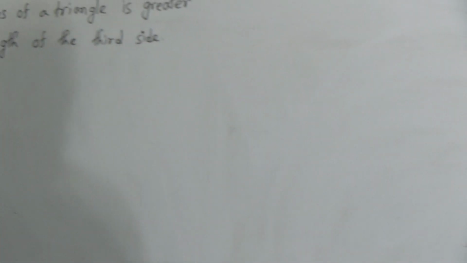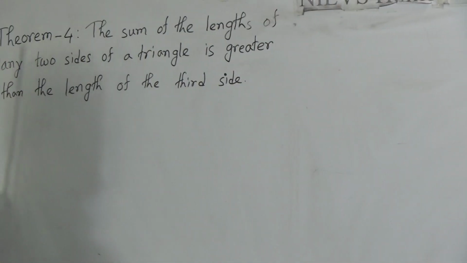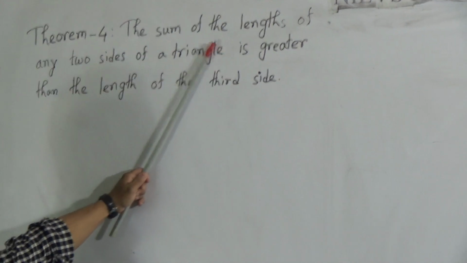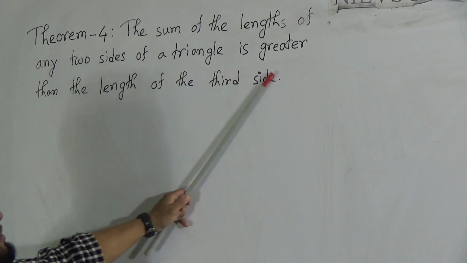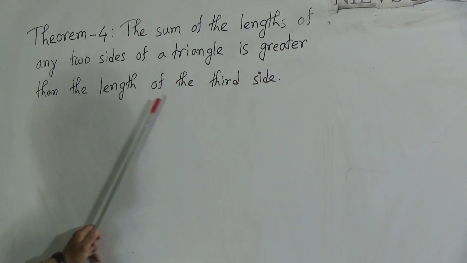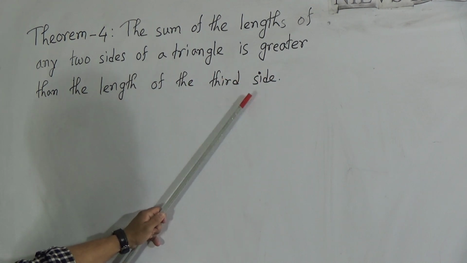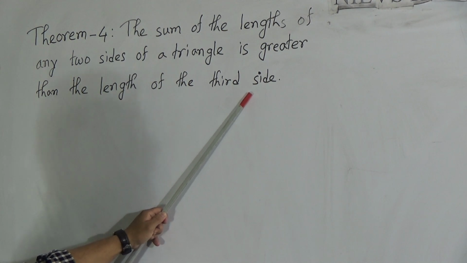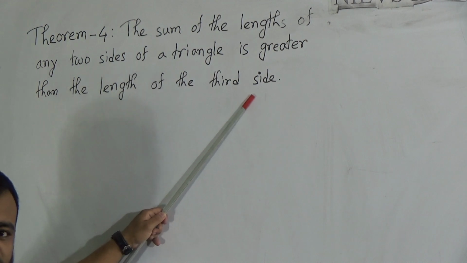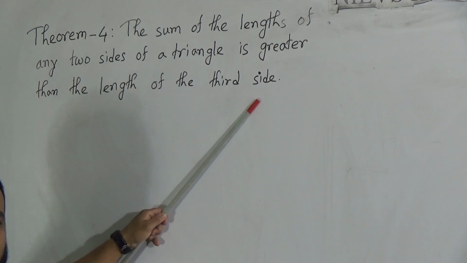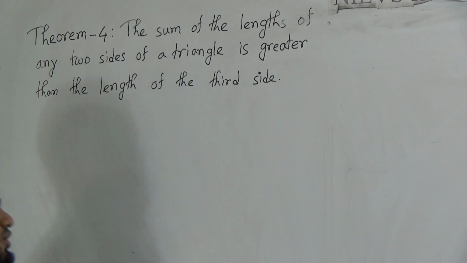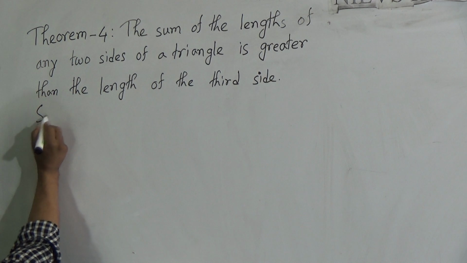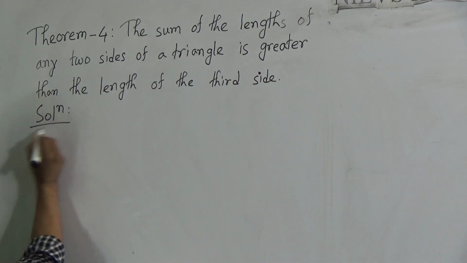Theorem 4, which I have written down here, is: the sum of the lengths of any two sides of a triangle is greater than the length of the third side. Okay, this is our theorem. So first of all we should write down the general enunciation. After that we should write down the particular enunciation. Then we should prove it. Before the proof, if we need a construction, we write down the construction also. So in the solution, first of all we will write down the general enunciation.